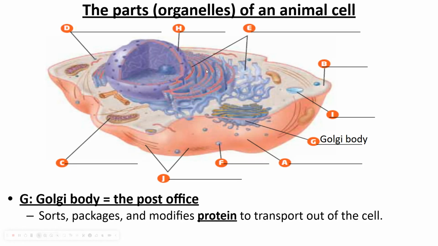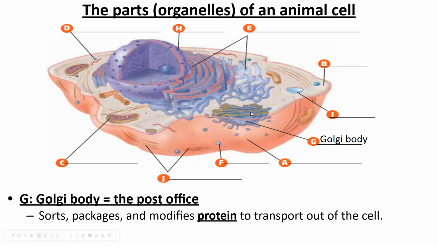And after the ribosome on the rough ER makes a protein, it's not fully done yet. The protein is kind of a precursor. It's almost ready. It's a prototype. So that protein that's not fully ready would then be transported to the Golgi body. And the Golgi body would do finishing touches on the protein. It would sort it, package it, modify it.